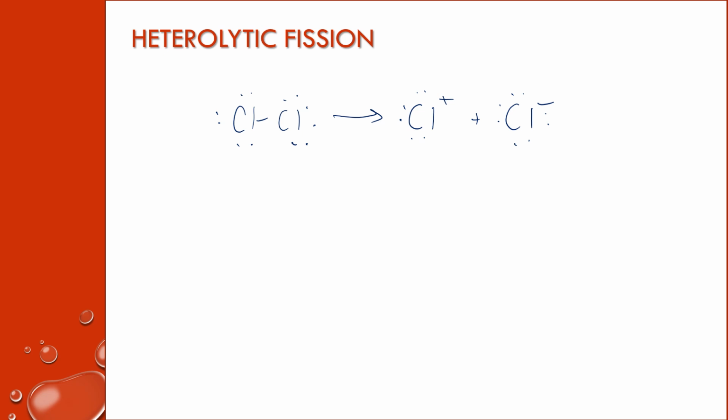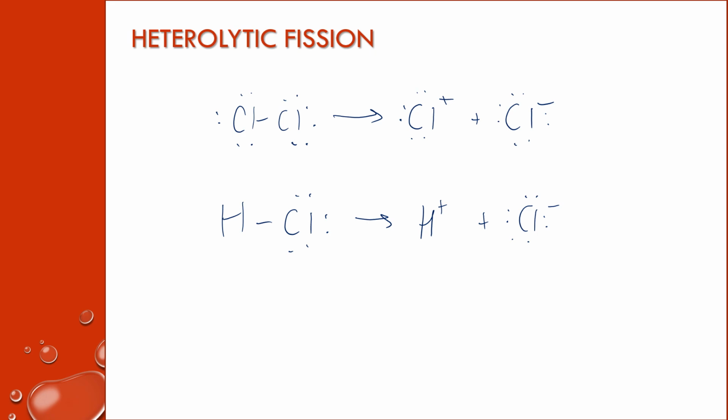Another example would be something like HCl, splitting the bond. When it splits apart, the hydrogen would not gain the electrons, but the chloride would. And that's because chlorine is more electronegative than hydrogen.